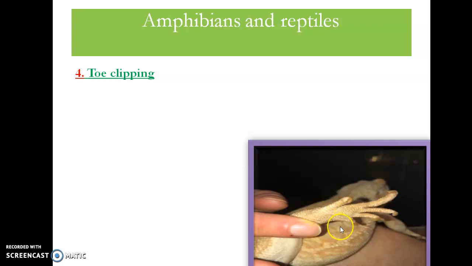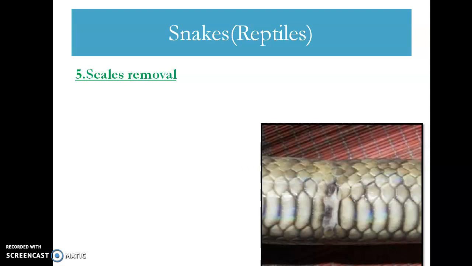Here you can see that this is a reptile and its toes are clipped. So in this method, the amphibians as well as the reptiles are marked. The toes are clipped. Then come the snakes. Snakes come under reptilia. How are they marked? They are marked by removing the scales. Here you can see that some of the scales are removed. So in this method, these organisms are marked.